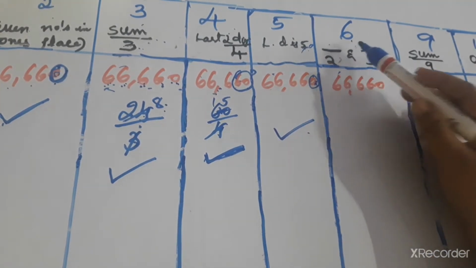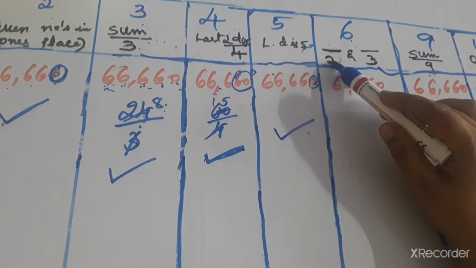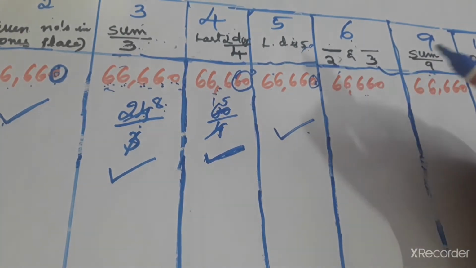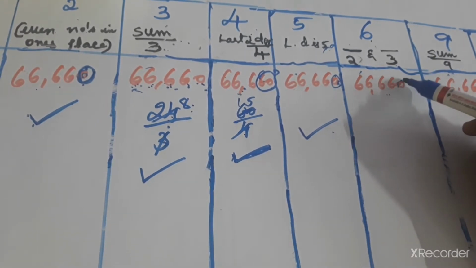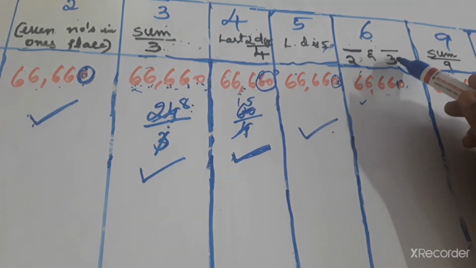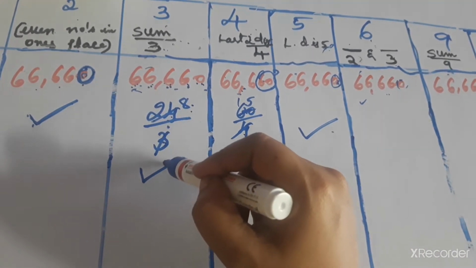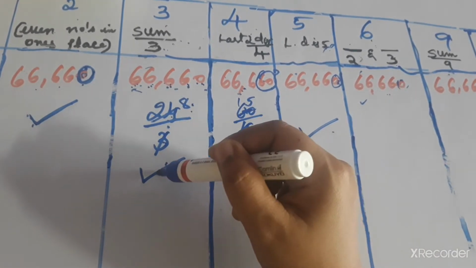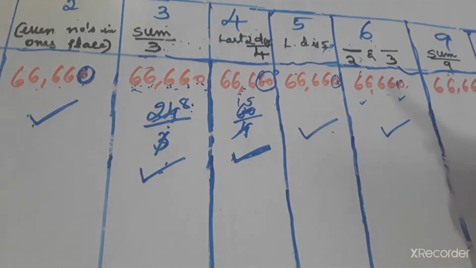Now 6. Whether this number is divisible by 6: the rule is it should be divisible by 2 and 3, which are co-prime numbers. We already checked it is divisible by 2 because in the ones place 0 is there, an even number. So it is divisible by 2. Then we have to check with 3. According to the rule, the sum divided by 3 gives 8. So yes, it is dividing by 2 and 3 also. Then we can say yes.